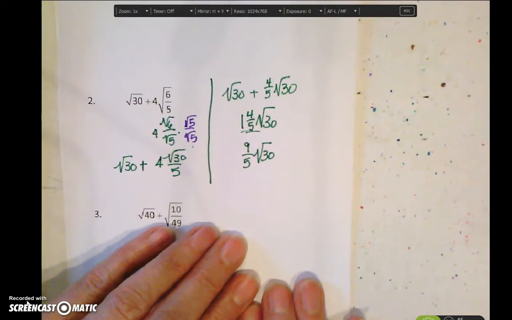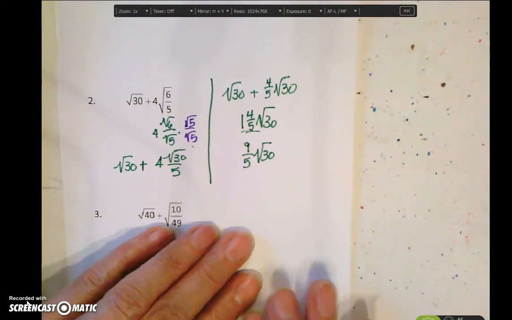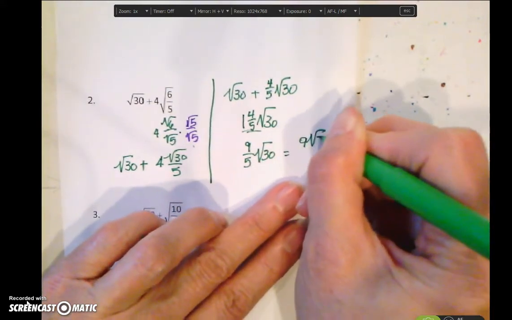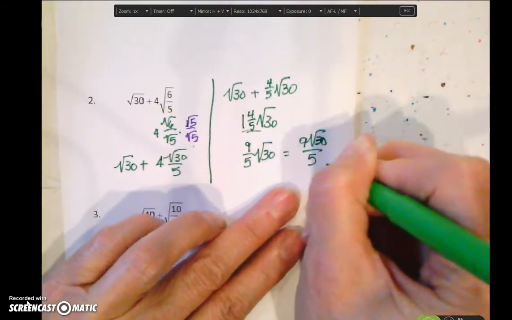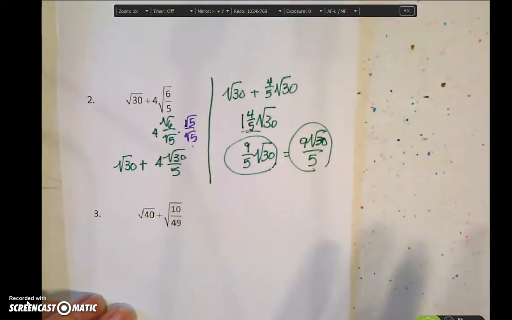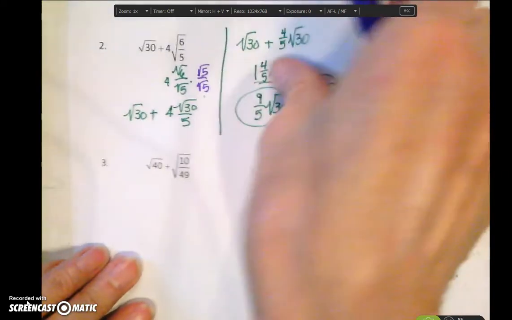We can write that as our answer, or we could write it as 9 radical 30 over 5. So either answer would be acceptable. All right, so let's work 3.